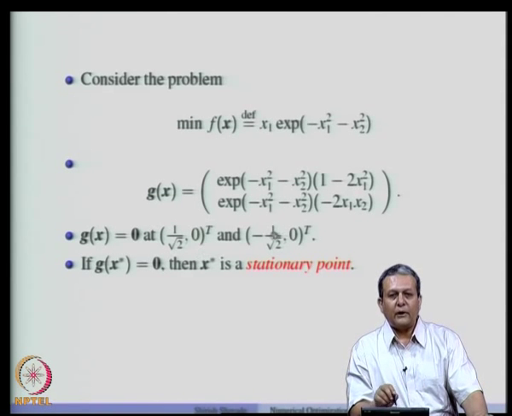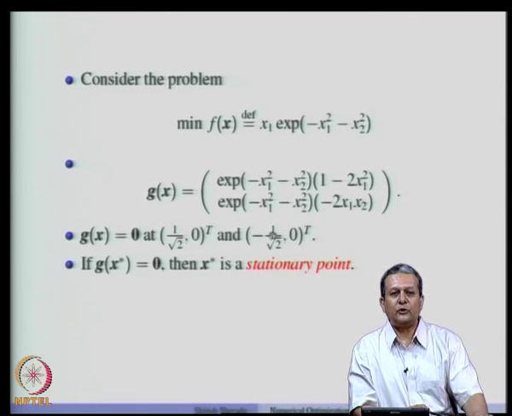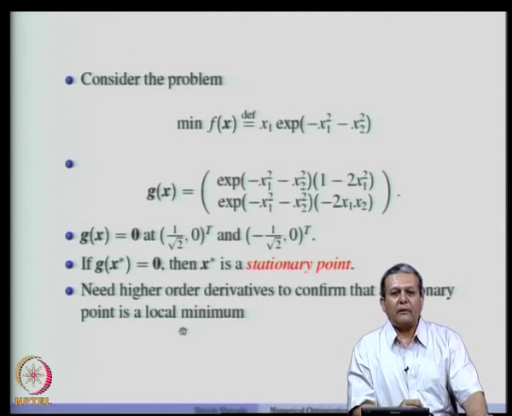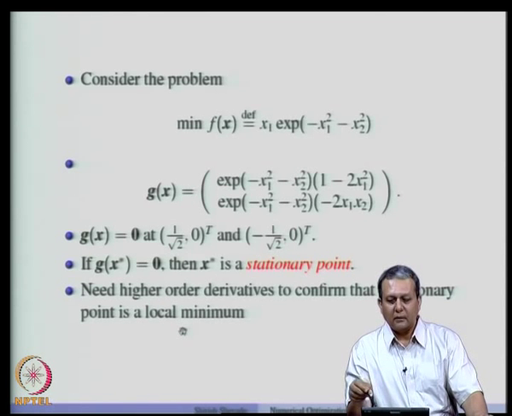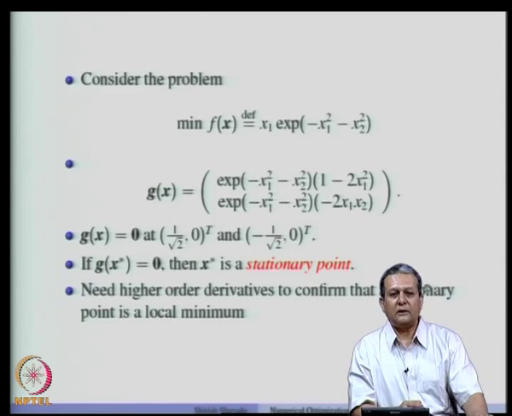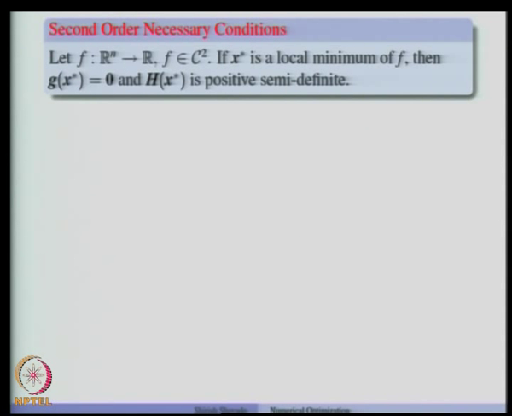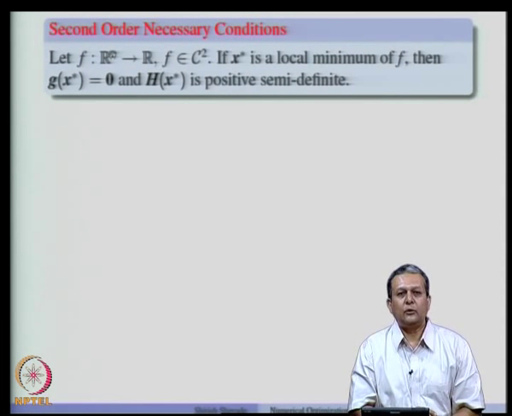Now, among these 2 points, how do we choose which one is a local minimum or a local maximum or neither? So, we need some higher order derivative information to confirm that a stationary point is indeed a local minimum. And for that purpose, we have to look at the second order necessary condition. The second order necessary conditions are the necessary conditions which use the second order derivative information of the function.